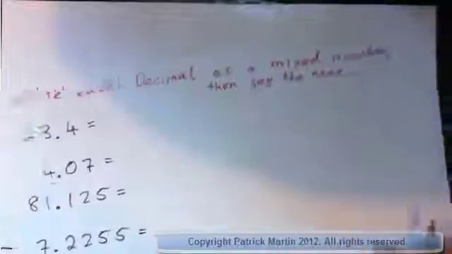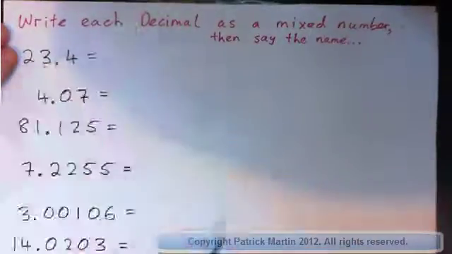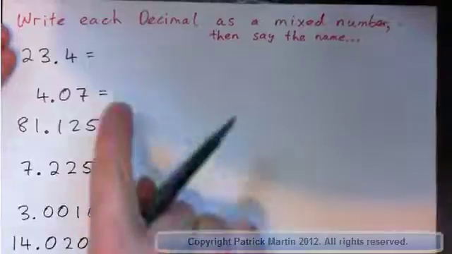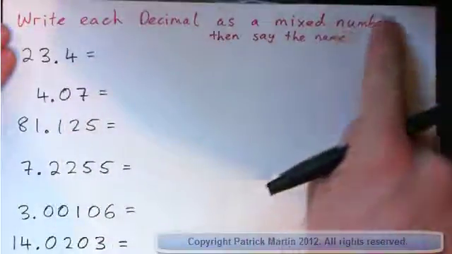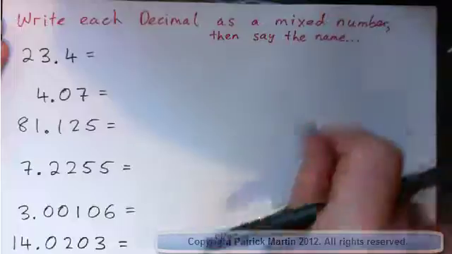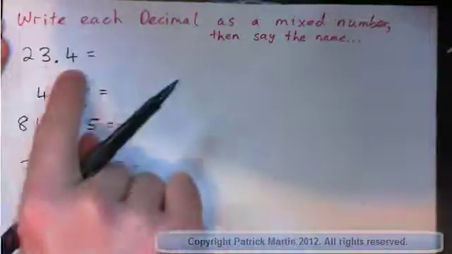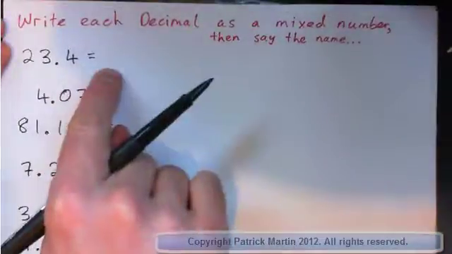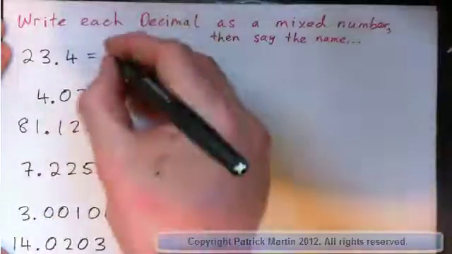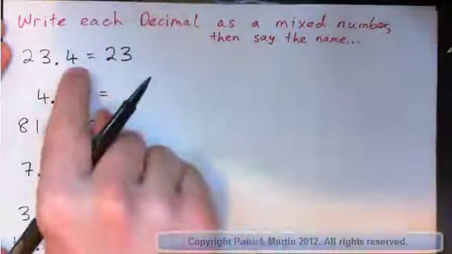So our next goal is, I'm just going to mix some up here. We're going to write each decimal as a mixed number and then say the name of the number. Okay? So start with this one. Write this number as a mixed number. It's got to be 23 wholes, right? And what fraction part is that?